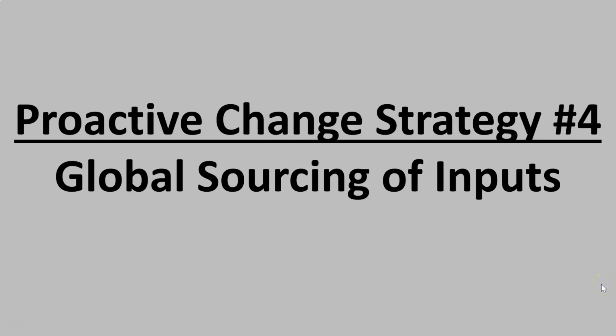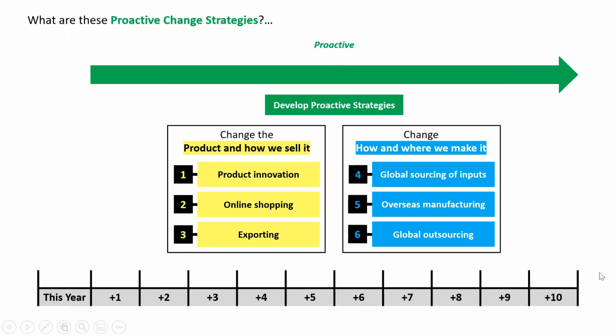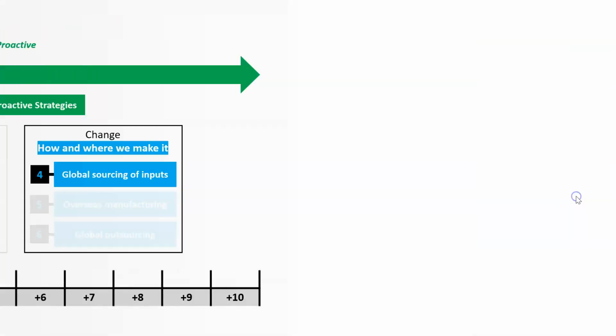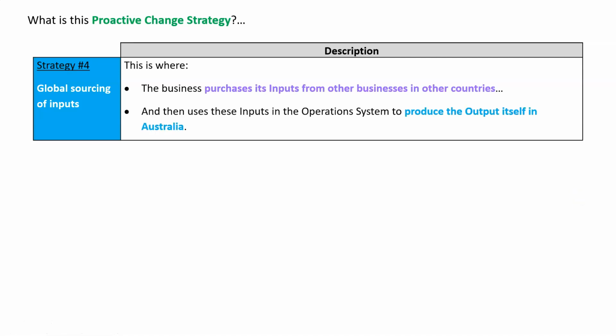The fourth productive change strategy is the global sourcing of inputs. So we're moving now to focusing on the future, but instead of what product we make and how we sell it, we're looking more at how and where we make it. So we're going to move over to this category here. And the first one is global sourcing of inputs. So what is that? That is where the business purchases its inputs from other businesses in other countries. It then uses these inputs in the operation system to produce the output itself in Australia.